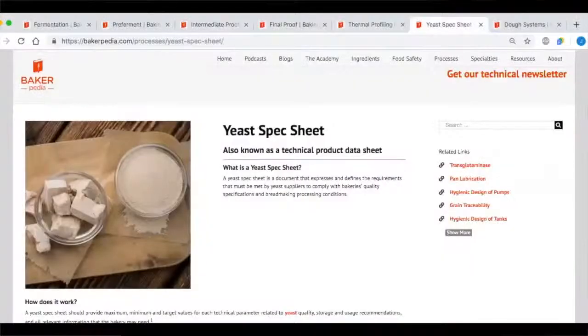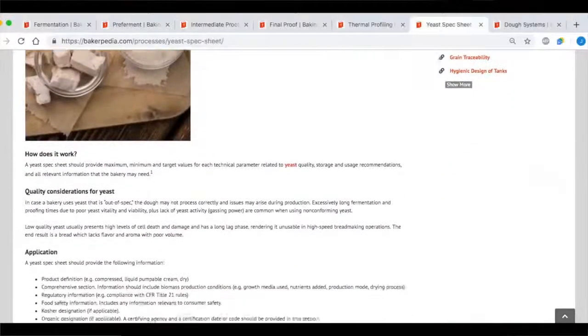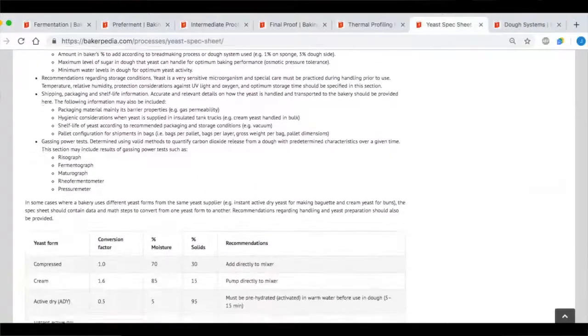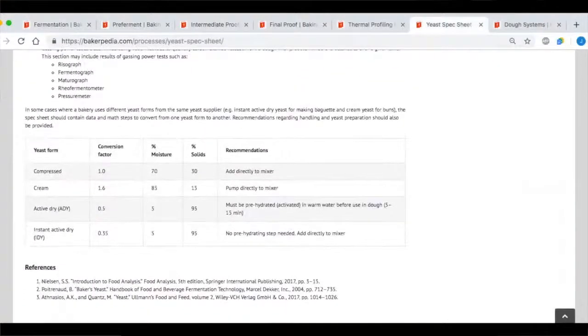If you're thinking about converting from one form to another, go to our yeast spec page and check out the total solids table on there. Use the total solids for your calculation to convert from one form of yeast to another. That would be a great place to start.